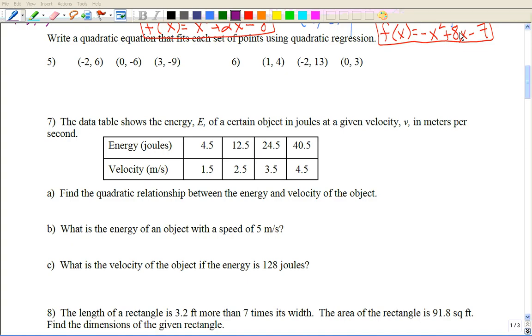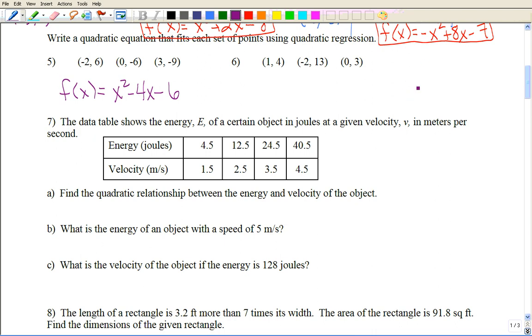So since that was 1, negative 4, and negative 6 for the A, B, and the C values, ax squared plus bx plus c. So for number 5, we'll get f of x equals positive x squared minus 4x minus 6. Let's do the same thing here for number 6.